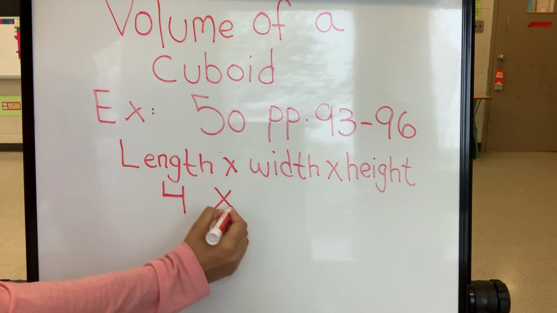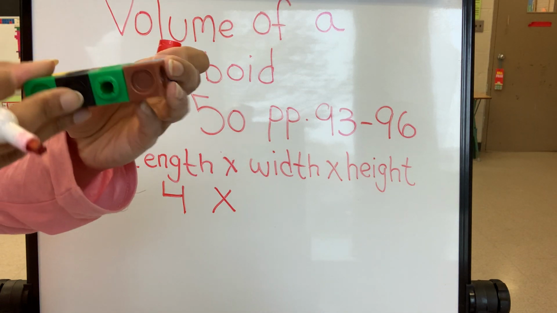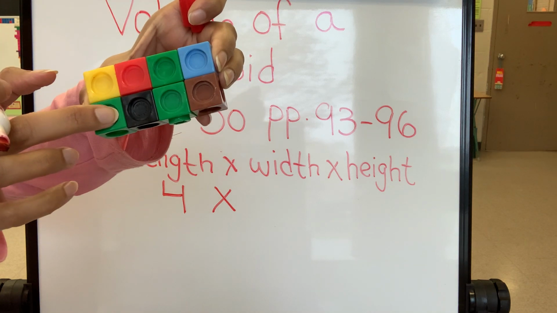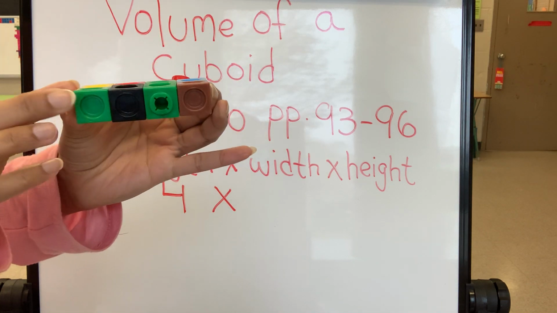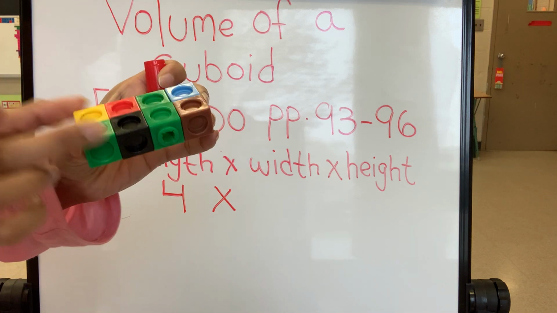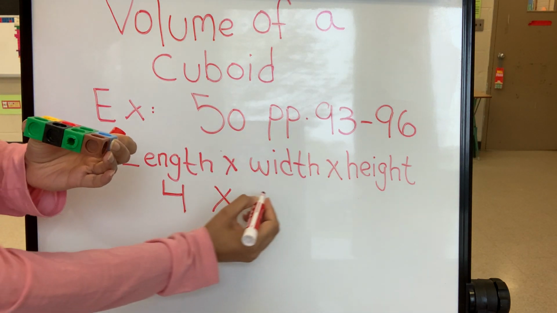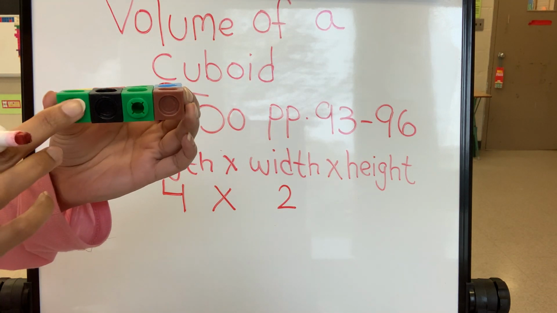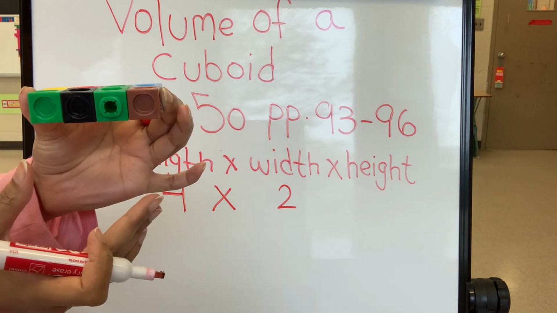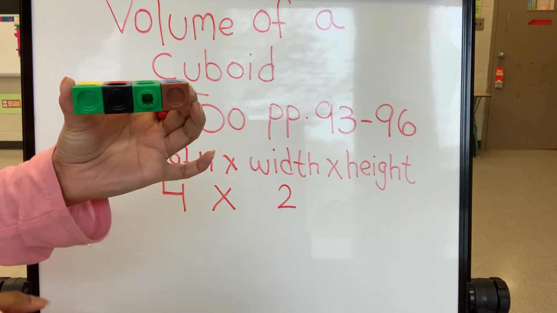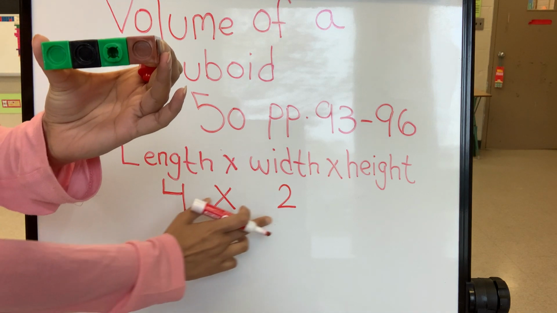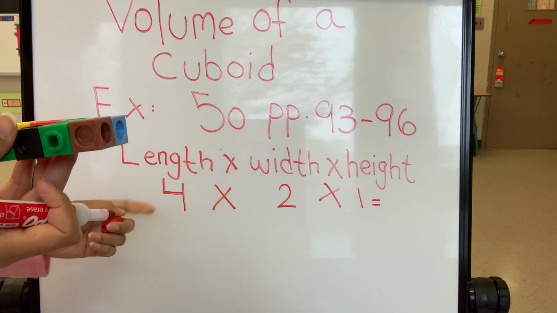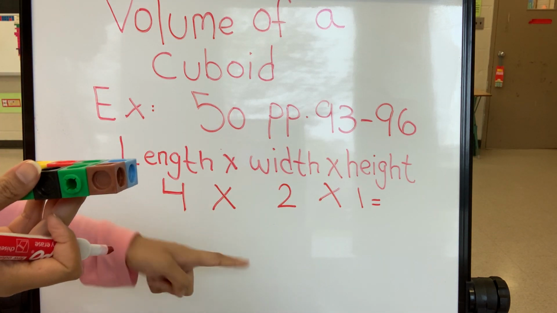Then I need to multiply that by the width. So now I know that my width is, if I look over here, 1, 2, right? So it's 2. So length was 4, width is 2. So I'm going to multiply my 4 by my 2. Now what's the height? Well, the height is 1 because this is only one layer, right? So I am going to say 4 times 2 times 1. That will be my answer. So that's going to give me my volume.